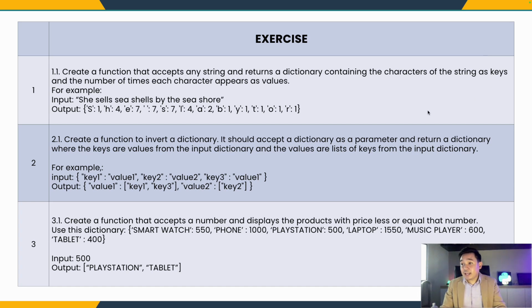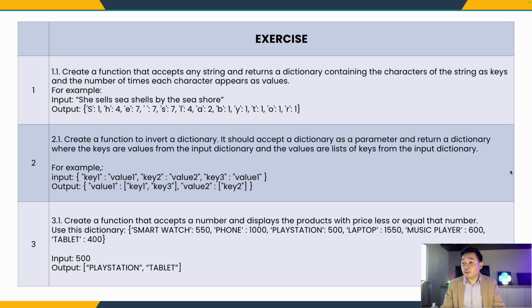Now for the second exercise, we have to create a function to invert a dictionary. It should accept a dictionary as a parameter and return a dictionary where the keys are values from the input dictionary and the values are the list of keys from the input dictionary. So use this example as a guide, okay? And you may even use this exact dictionary, but the output should be exactly like this.